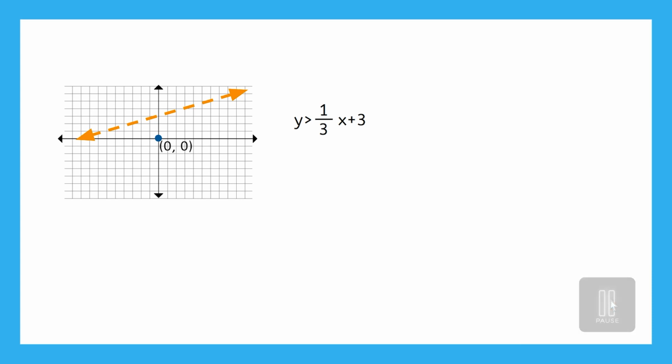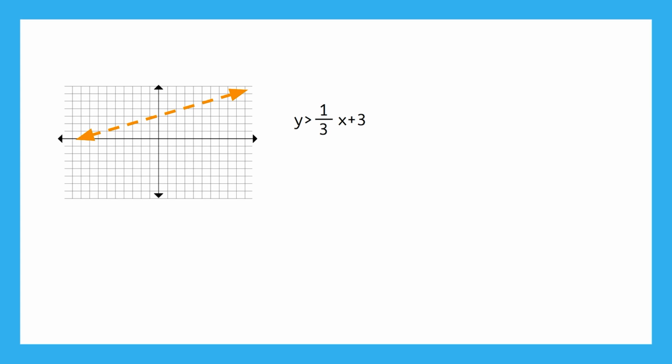Since this point below the line gave us a false statement, and is not included in the solution, what do you think would happen if we tested any other point below the line? Yeah, they would also give us false statements and would also not be in the solution. So where do you think the solutions are? They have to be above the line.